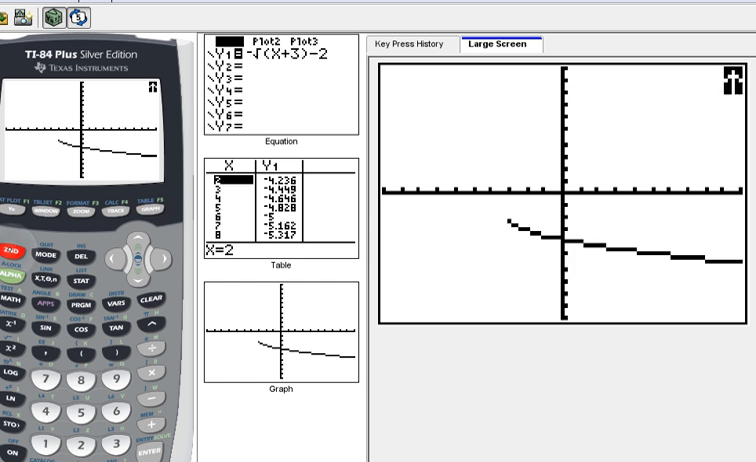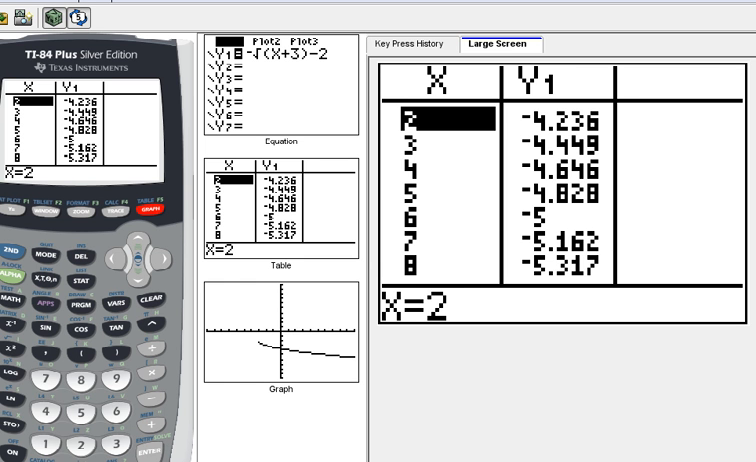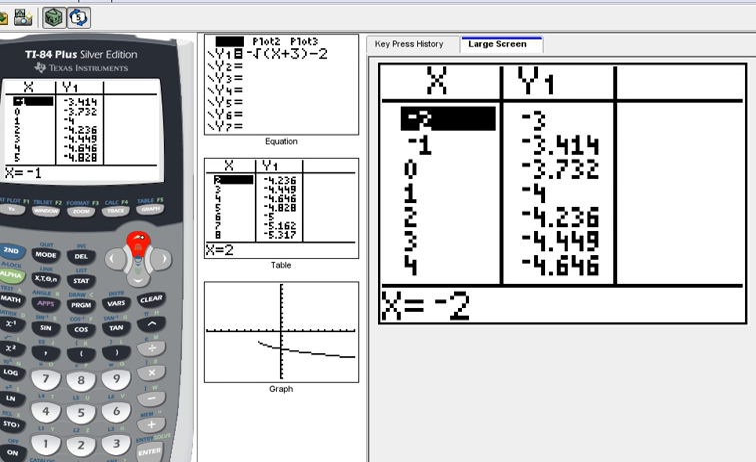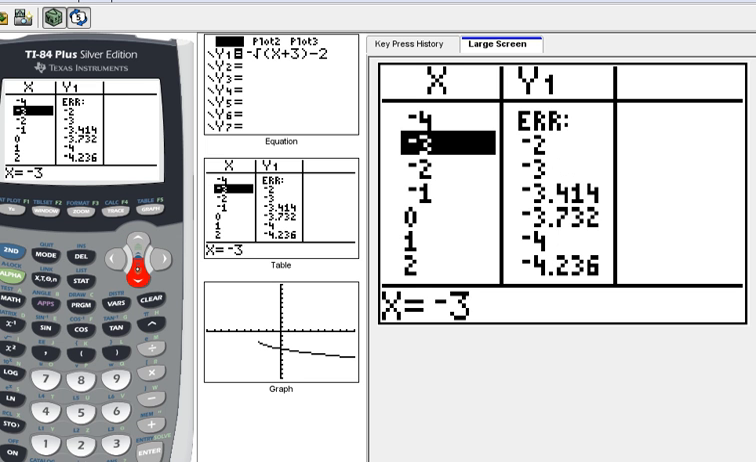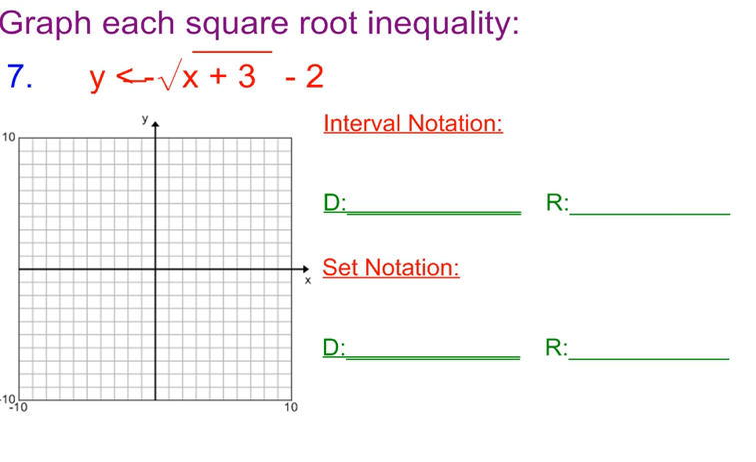I'm going to go to my table and look. Yep, right there, negative 3, negative 2. I think that's where it looked, but again, I have to go to my problem and take what's under the radical, set it equal to 0. So this is x plus 3 equals 0. So x equals negative 3.